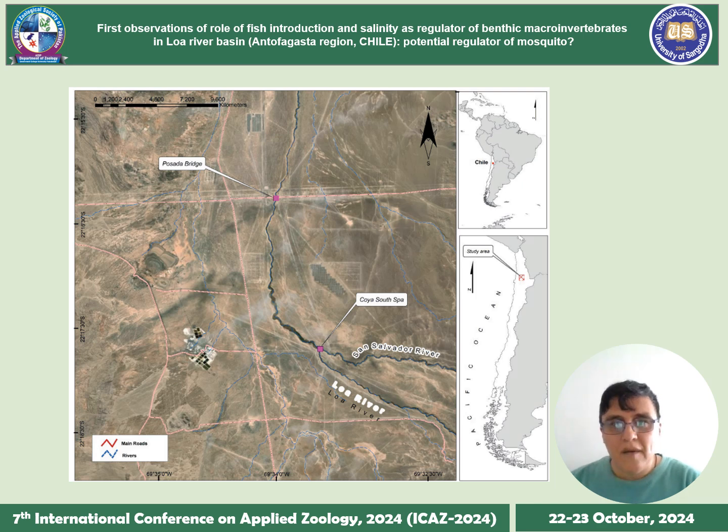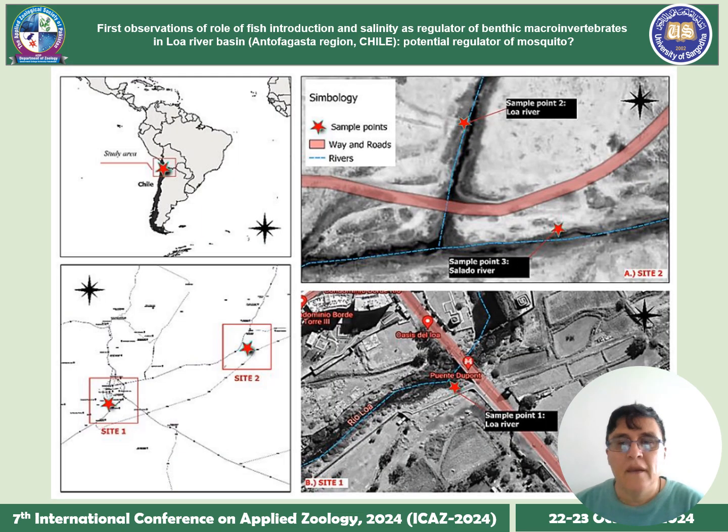In this map, you can see some of the study sites, specifically the medium course of Loa River: Coya Sur, Spa, and Posada Bridge. In this place, you can see a second map of other study sites corresponding to Salado River and Loa River before the confluence of Salado River, and Loa River in Calama in the course after the confluence of Salado River.